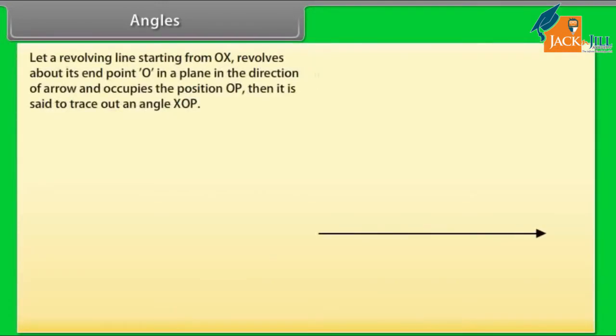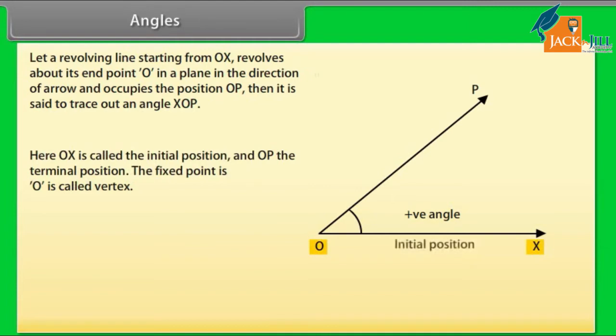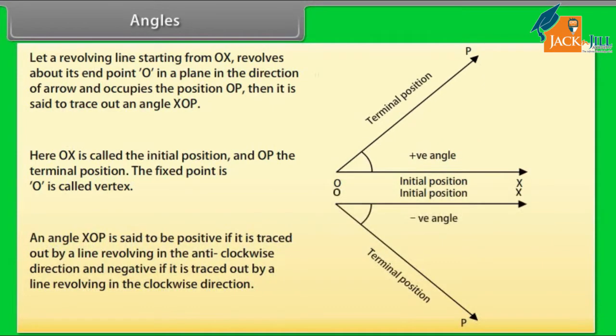Angles. What are the angles? Let a revolving line starting from OX revolve about its endpoint O in a plane in the direction of the arrow and occupy the position OP. Then it is said to trace out an angle XOP. Here, OX is called the initial position and OP the terminal position. The fixed point O is called the vertex. An angle XOP is said to be positive if it is traced out by a line revolving in the anti-clockwise direction and negative if it is traced out by a line revolving in the clockwise direction.